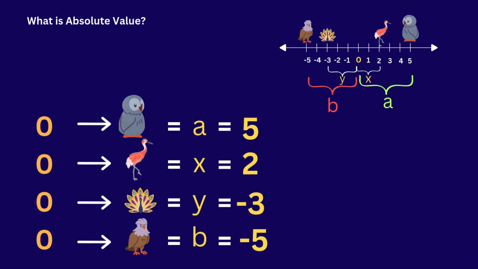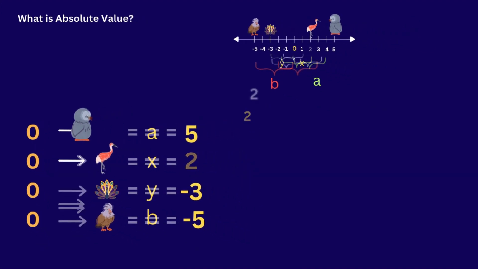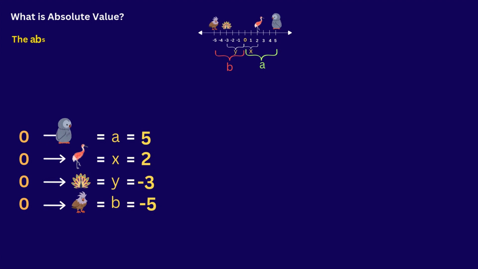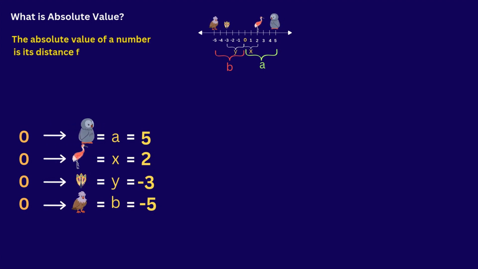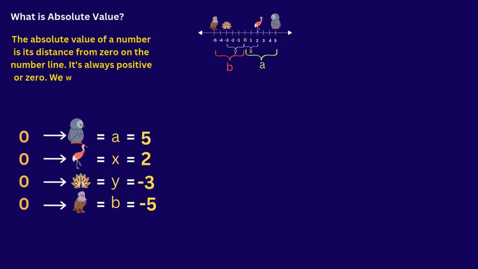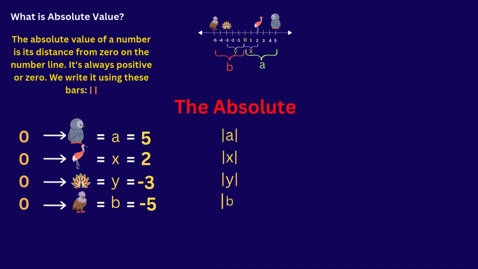Now we need to know what the absolute value is. The definition of the absolute value of a number is its distance from 0 on the number line, and it will always be positive or 0. So we don't care about the location of the bird. We actually care about the distance. We write absolute value between these two bars.